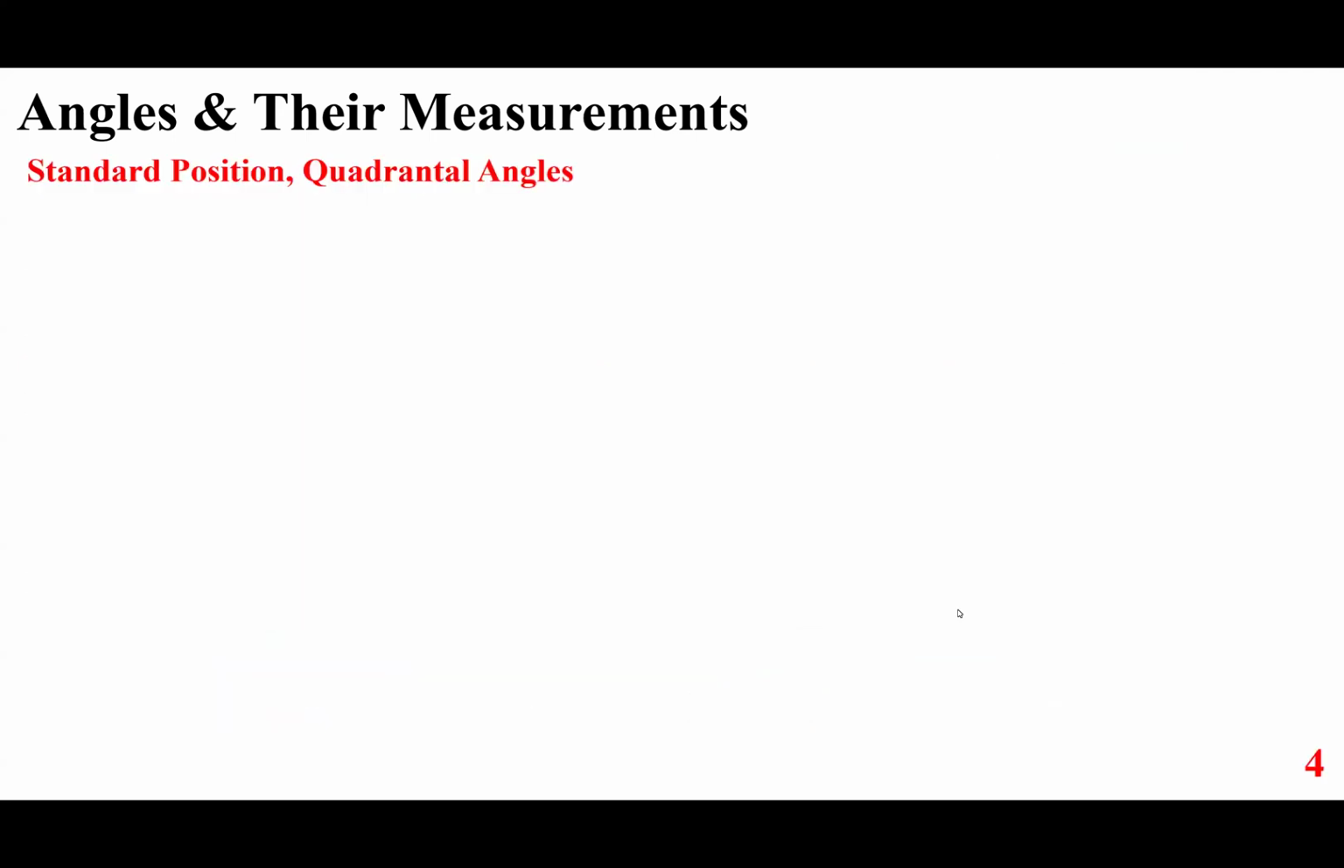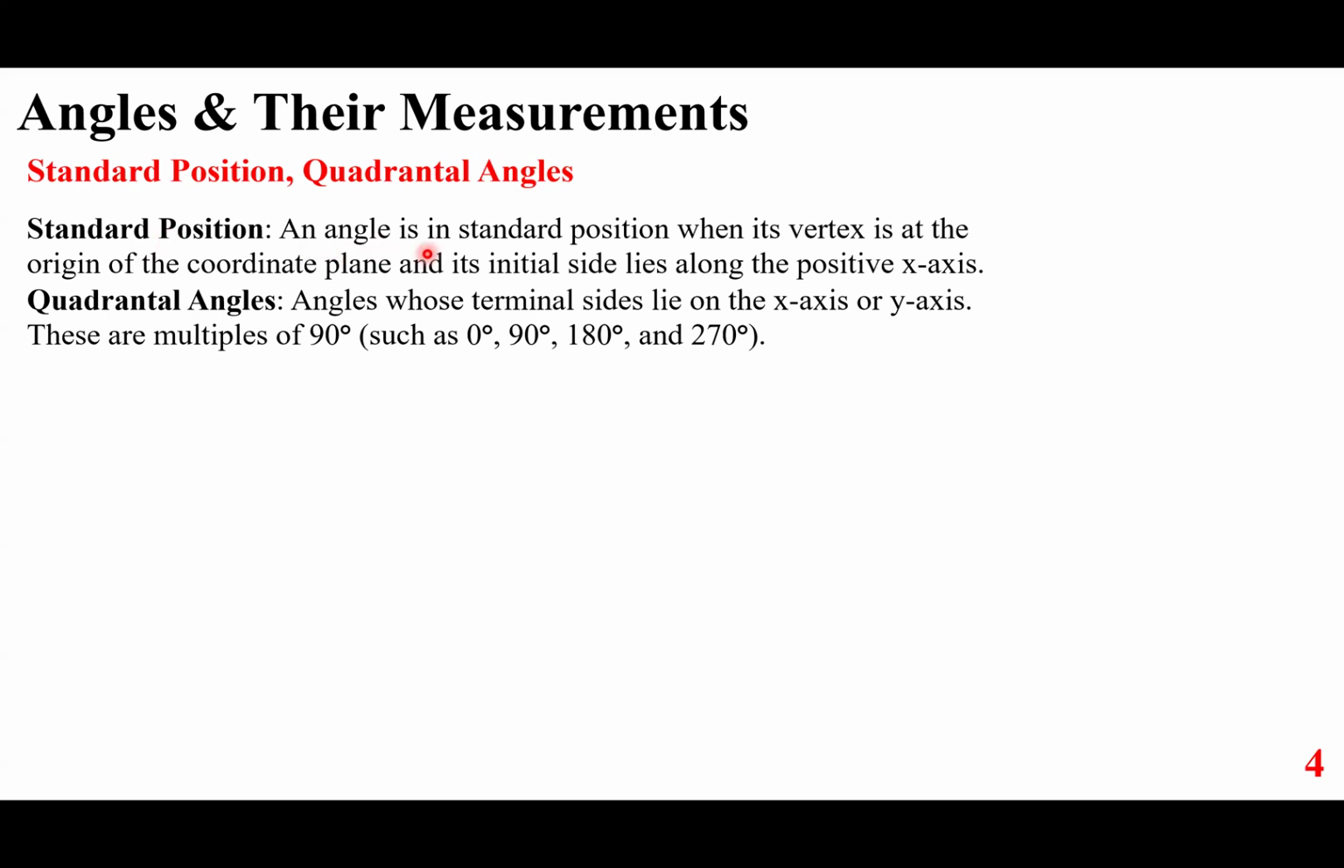We're going to continue. Standard position, quadrant angles. Standard position: an angle is in standard position when its vertex is at the origin of the coordinate plane and its initial side lies along the positive x-axis. Quadrantal angles: angles whose terminal sides lie on the x-axis or y-axis. These are multiples of 90 degrees, such as 0 degrees, 90 degrees, 180 degrees, 270 degrees. Or if you go a complete revolution, 2 pi or 360 degrees, that goes back to 0 degrees.